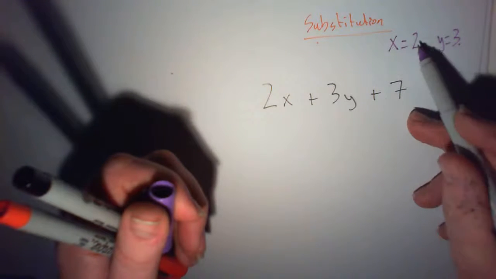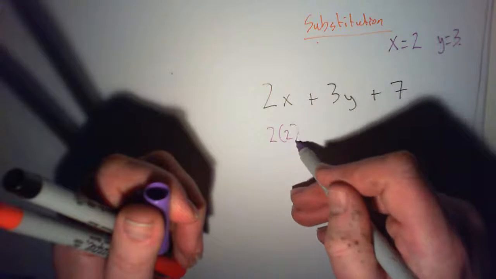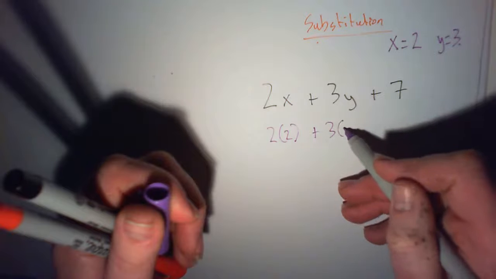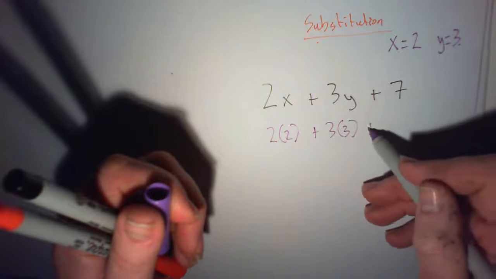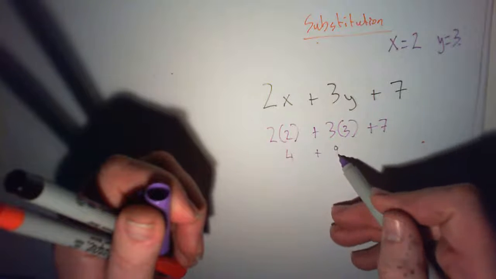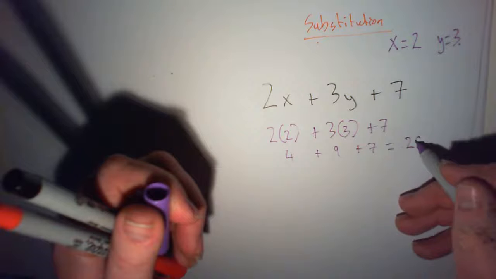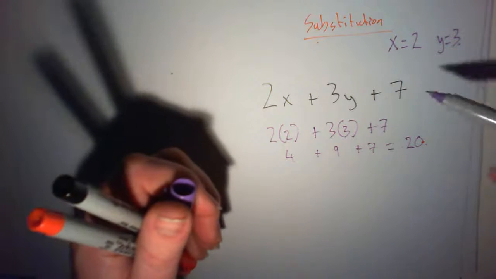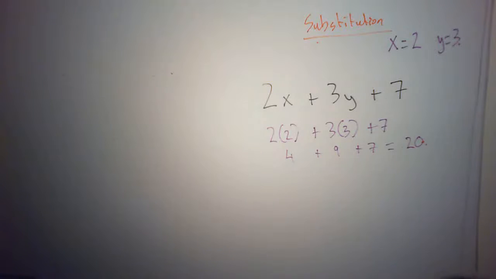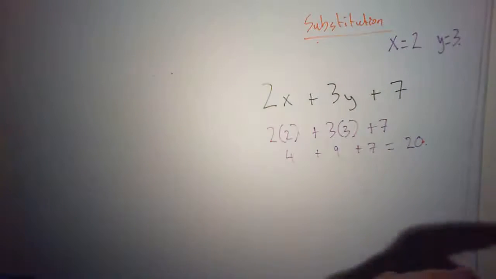So if x is 2, then this really is 2 times 2. If y is 3, then this is really 3 times 3. 7 is still there. So that gives you 4 plus 9 plus 7, which is 20. So you actually get an answer. So that's what substitution is for. Okay? So it's quite important. We're going to play around with substitution and see how we can use it.